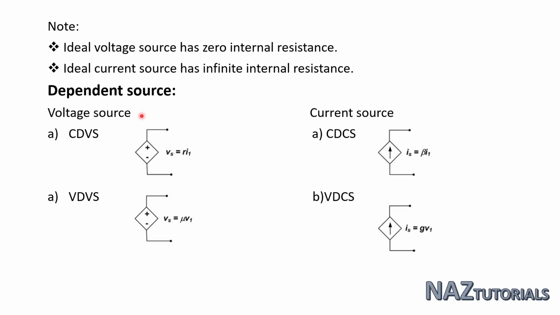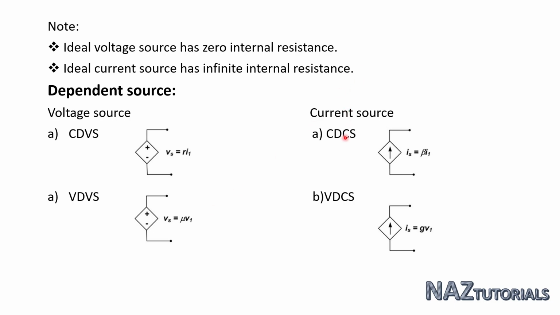Now come to the dependent source. Dependent sources have two categories. One is current dependent, the other one is voltage dependent. If you see the basic symbol for a voltage source, this is a current dependent voltage source. If it is a voltage source, then the symbol will be a plus minus representation, but here it is a square box, and its output value depends upon some circuit current. If it is a voltage dependent voltage source, then its output value depends upon some circuit voltage.